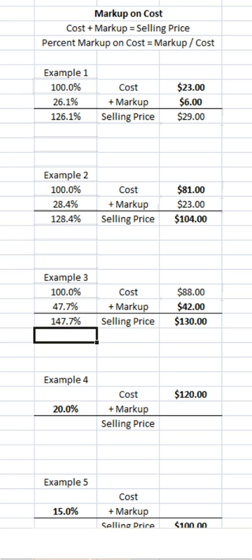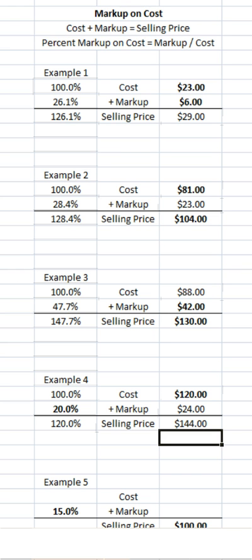So now in example 4, we're not told two of the dollar amounts. We're told that the cost is $120 and the markup is 20%. Now how can we figure out how to fill in the rest of the table? Well, we know that the cost is 100%. The cost plus markup equals selling price, so selling price is 120%. Now the markup was 20%, so it has to be 20% of the cost. So 0.2 times 120 gives us $24. Cost plus markup equals selling price, so 120 plus 24, $144 selling price.